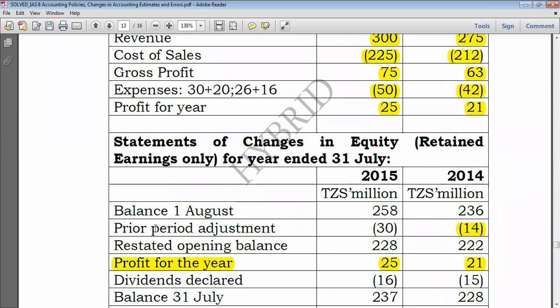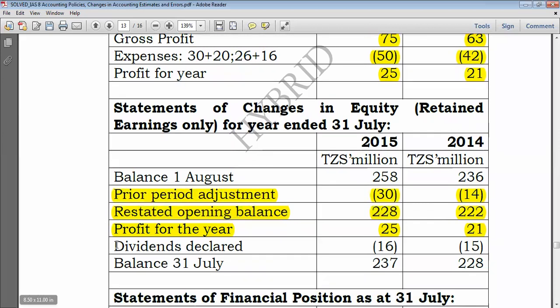That's why you call this a prior period adjustment. So you would adjust here. Then after this, you would have the restated opening balance. That means 258 minus 30, and 236 minus 14, ending up with the restated opening balance of 228 as well as 222. And after here, you would have the profit for the year, the dividends declared, and the new balance, which is like this. This would be the end, and so you have just remained with the statement of financial position.